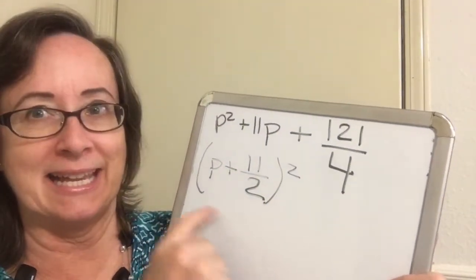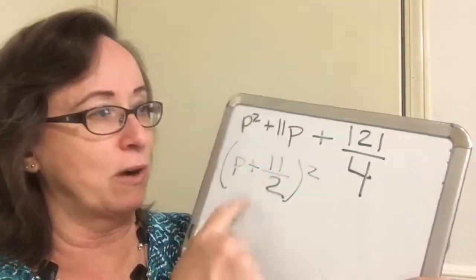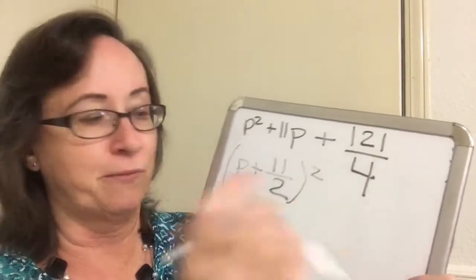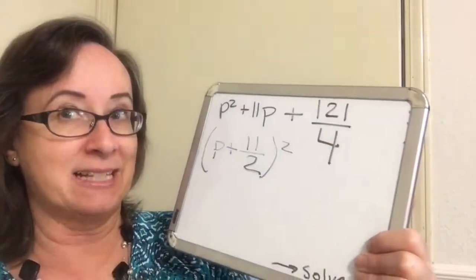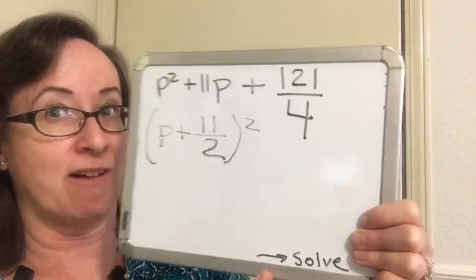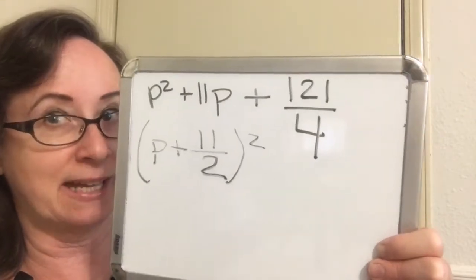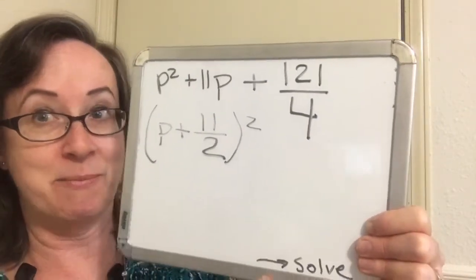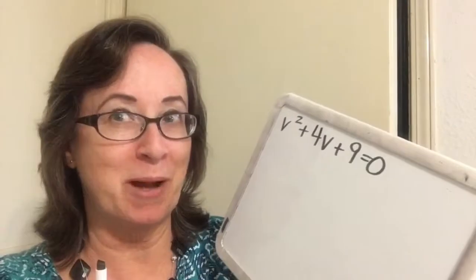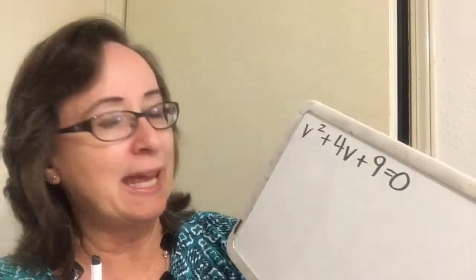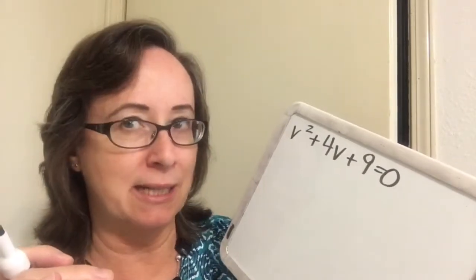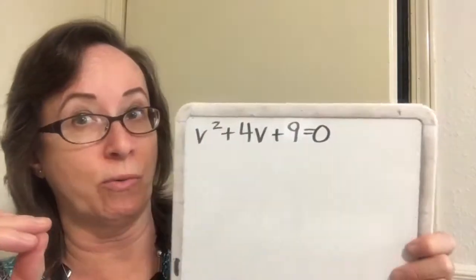And this is now a factored form of our perfect square trinomial. Next, we're going to come back and learn how to solve problems using this complete the square method. All right, 3 more problems to be done with our video. Now we're going to use the same process to solve an equation.